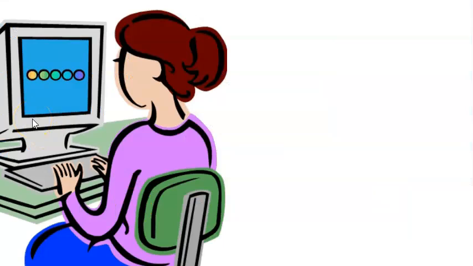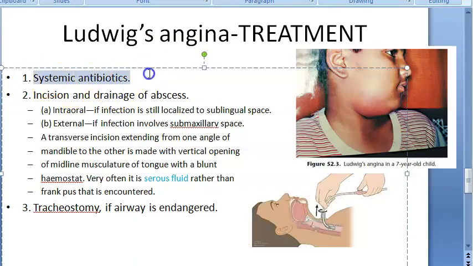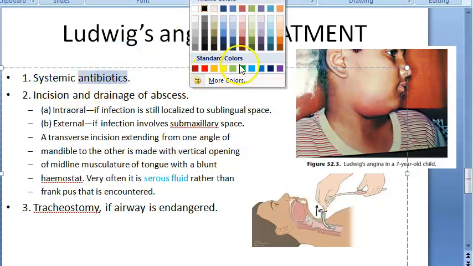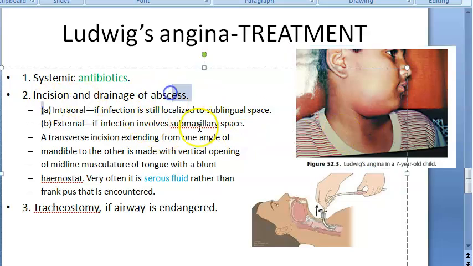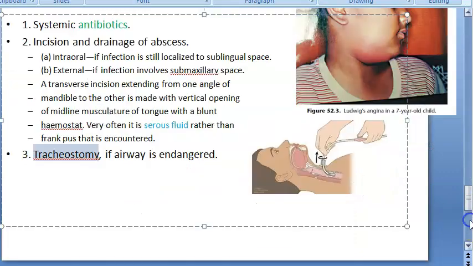So what did we just look at? The treatment of Ludwig's angina. You will give them some antibiotics, okay, because this person has infection. And if the swelling is so big, they will put a knife and cut inside and remove all the, they're saying abscess, but actually it is not an abscess. It's more like a drainage. Whatever fluid is there, they will drain it. And they can go intraorally or externally. That is called external. Then tracheostomy they will do if the airway is threatened.